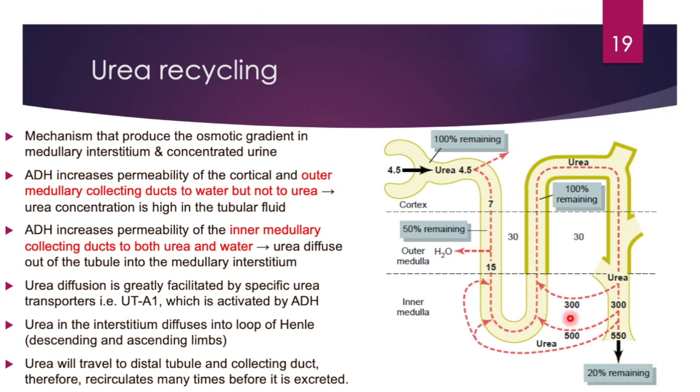This urea will then travel to the distal tubule and collecting duct. And they will again go through the same process. At the inner medullary collecting duct, it will be transported out of the tubule into the interstitium and into the loop of Henle and recirculates many times before it is excreted. So this process is called urea recycling.